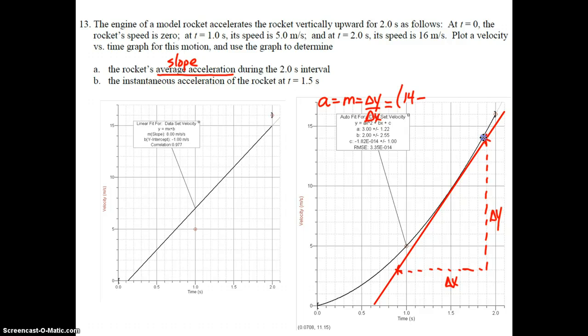Our initial y value looks like it's 3. Our final x value looks like it's 1.9. And our initial x value selected looks like it's 0.9. 14 minus 3 is 11. And 1.9 minus 0.9 is 1. And so our instantaneous acceleration is 11 meters per second squared. So that's how you would do that. Okay? All right, let's move on to number 14.